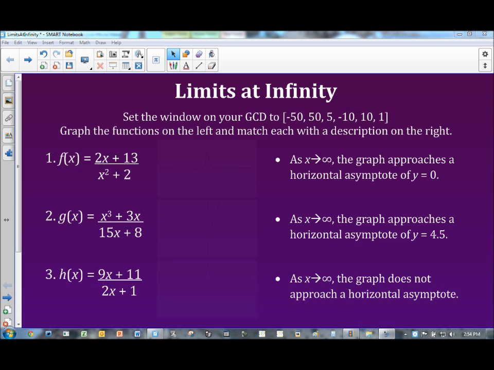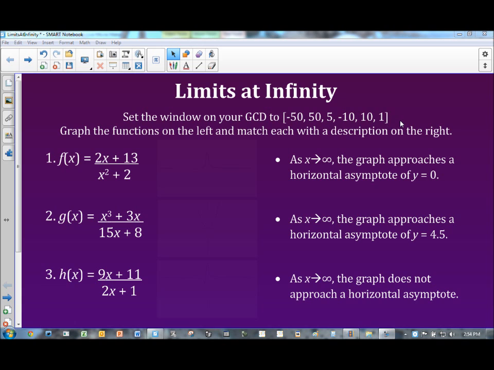What I'd like you to do is grab a calculator. If you don't have one, go get one. And we're going to look at some graphs. So I'd like you to set your window on your graphing calculator to have x go from negative 50 to 50 by steps of 5, and your y's go from negative 10 to 10 by steps of 1. If you don't know how to do that, maybe call a friend and have them help you set it up.